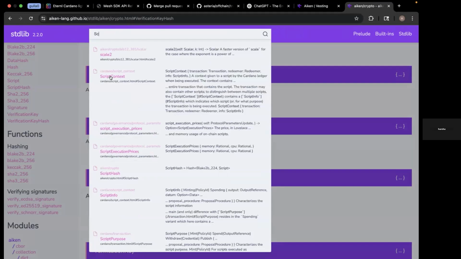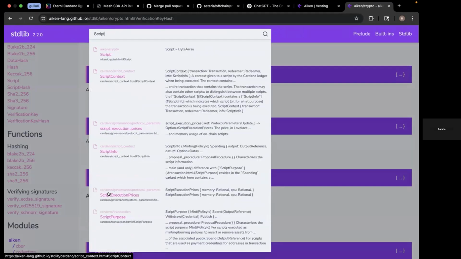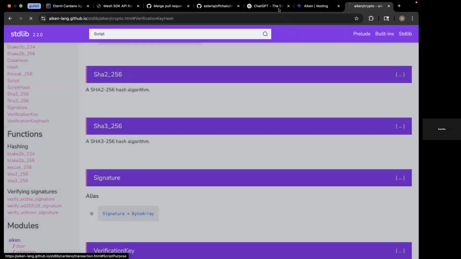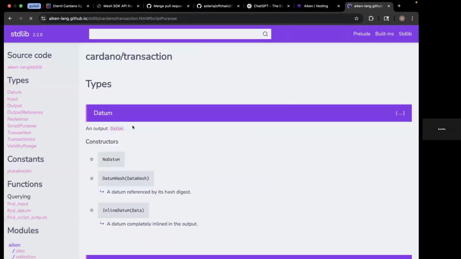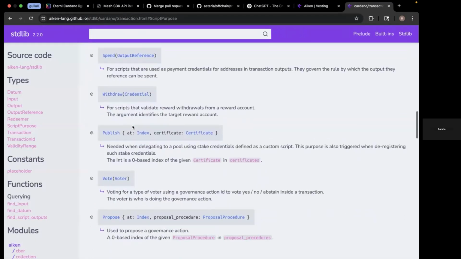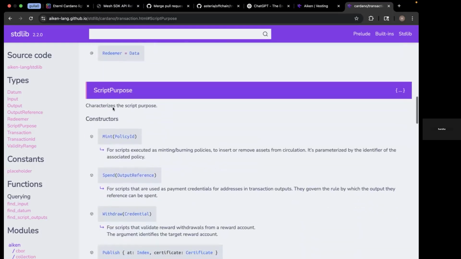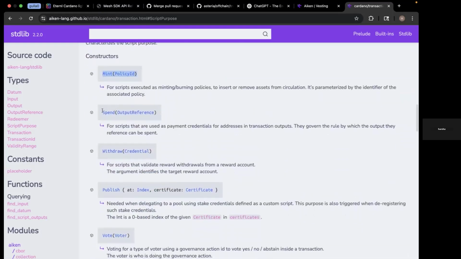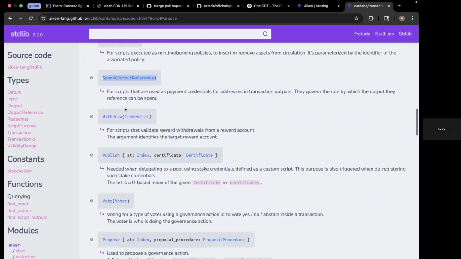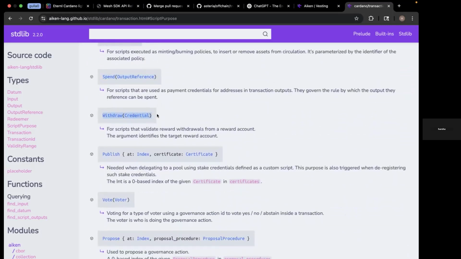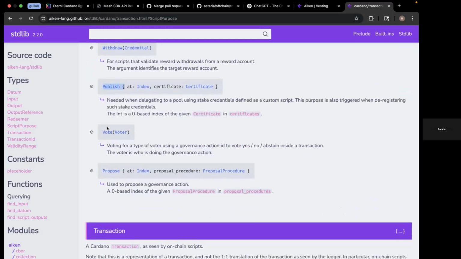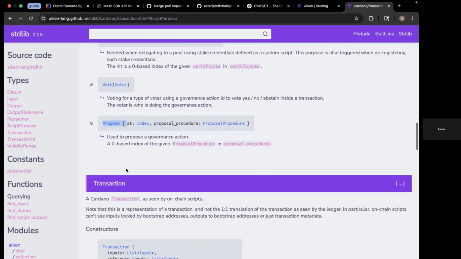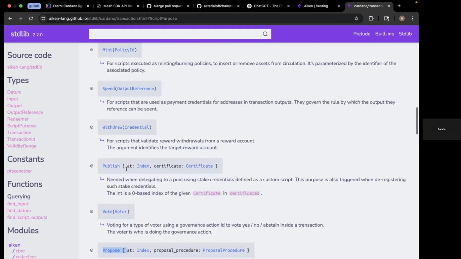Is it script purpose or script context? Script purpose, I think. So each validator has the ability to do these things, and all of these things are called script purposes. Each validator can mint something, it can spend something, it can withdraw, it can publish, it can vote, or it can propose. These are all the things that a validator can do.